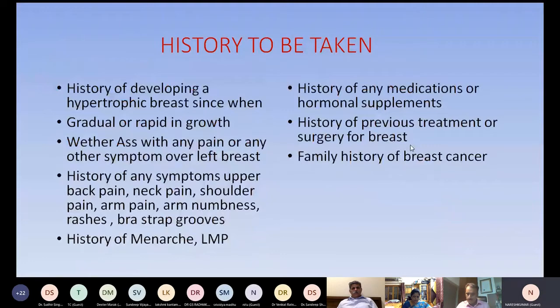On general examination for this case, I will see whether the patient has any physical findings, any axillary lymphadenopathy, and whether the patient is well nourished, and I will check the BMI of the patient by measuring the weight and height.